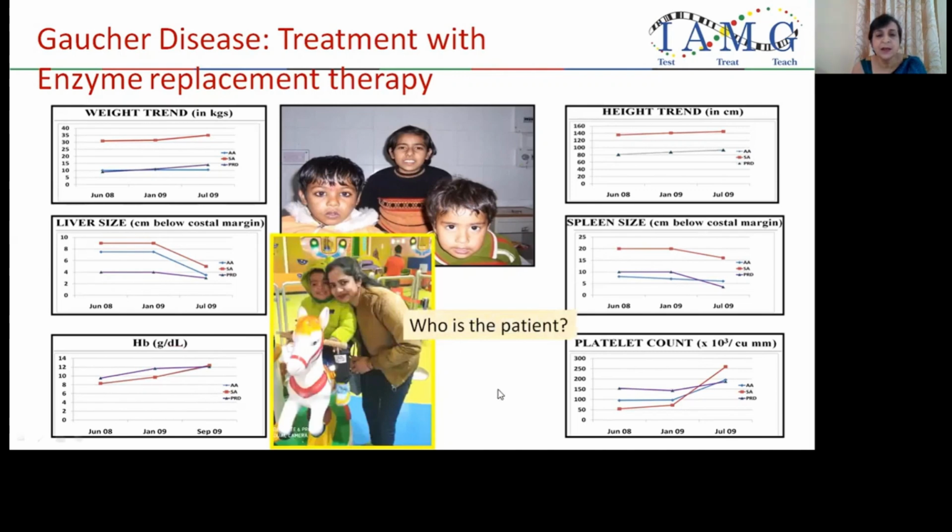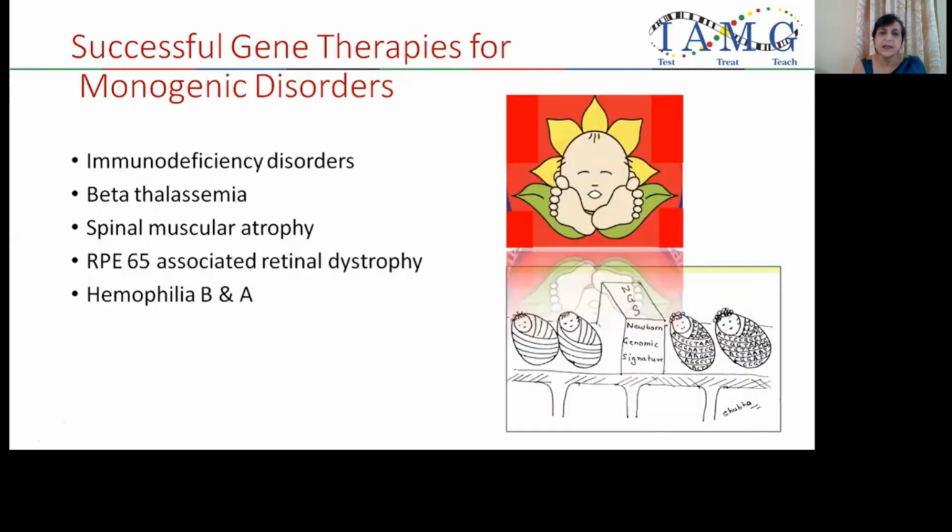Or also this particular lady. You may not realize that she is a patient, but she is a patient of Gaucher disease and has been getting treatment for many years. Now she is married and also a mother of two kids. Such successful stories are really very important and bring positivity to all of us who are practicing medical genetics. There is successful gene therapy, especially for spinal muscular atrophy this year, and for immunodeficiency disorders and beta thalassemia. These are important landmarks in the era of molecular genetics.